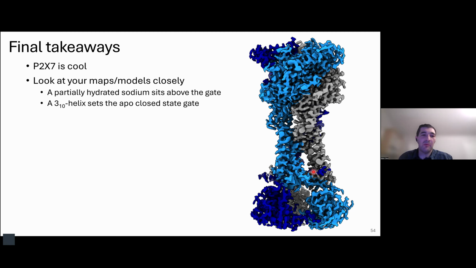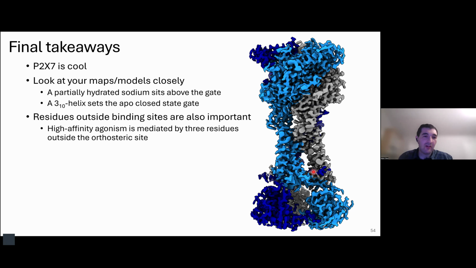And we see this where we see a partially hydrated sodium ion that sits directly above the gate, coordinated by 3 water molecules below and serine 342 from each protomer, and a 310 helix that sets the correct positioning of the gate in the apo-closed state. Additionally, residues outside the binding sites are also important, and we see that 3 residues just outside the orthosteric binding pocket play critical roles in the high-affinity agonism of P2X7 by BzATP.